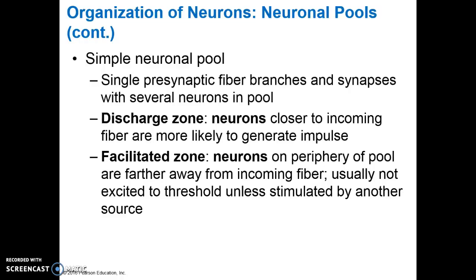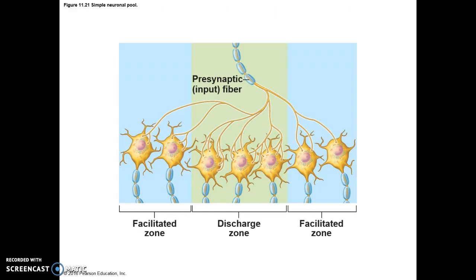With regards to these discharge and facilitated zones, I want to show you how simple neuronal pools are. Here we have a presynaptic neuron that branches, and we have the facilitated zone here, the discharge zone here, and another facilitated zone here. So you can see how one can distribute to different components.